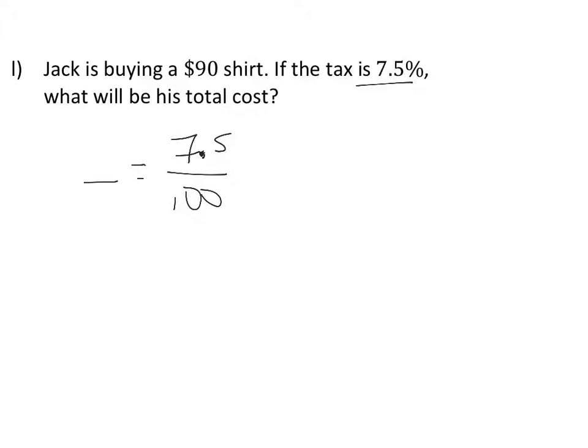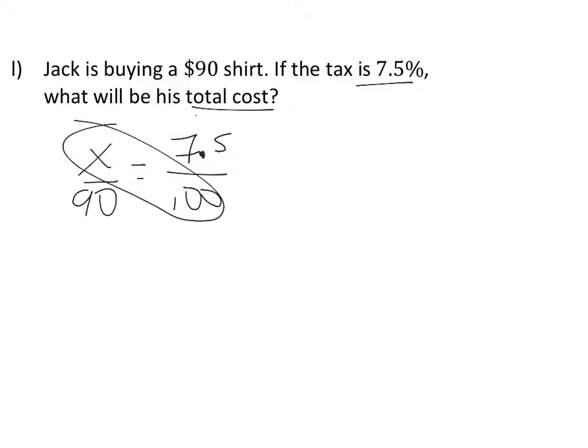Okay, so Jack is buying a $90 shirt. If the tax is 7.5%, what will his total cost be? So tax is 7.5%. So that's an additional fee. Again, everything we buy, we have to pay tax on. So that's additional. So at the end, the total cost should be more than $90. Just keep that in mind. All right, so Jack is buying a $90 shirt. Is that a part of the price or is that the whole? That's the whole. We don't know the part. The part is actually going to be the tax.